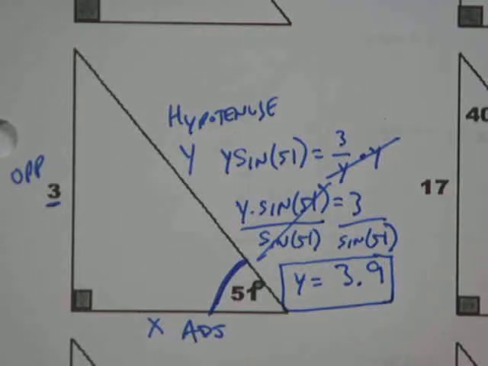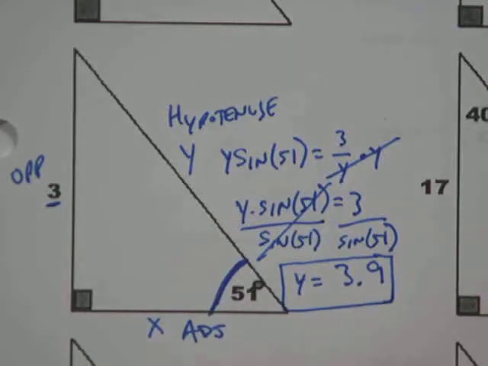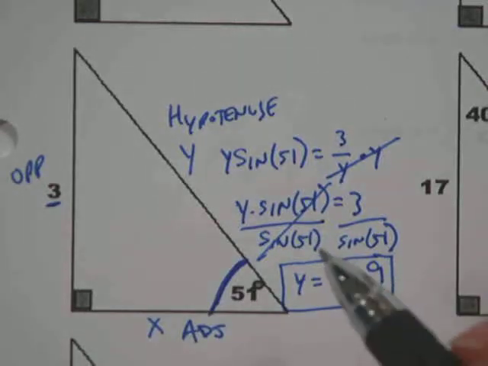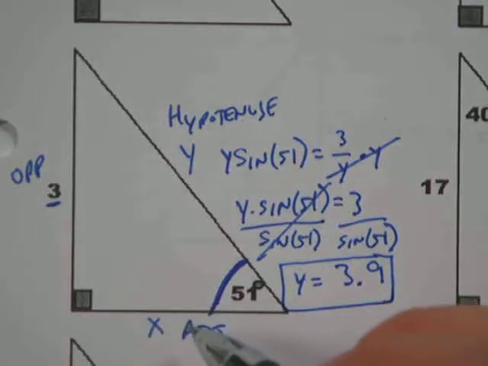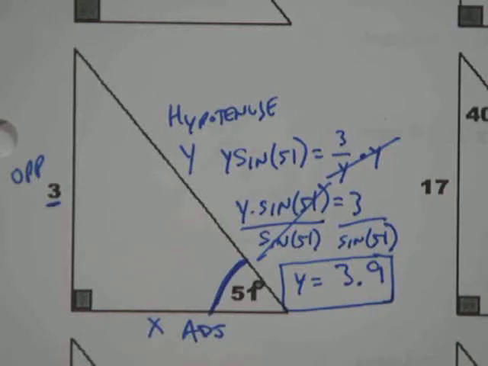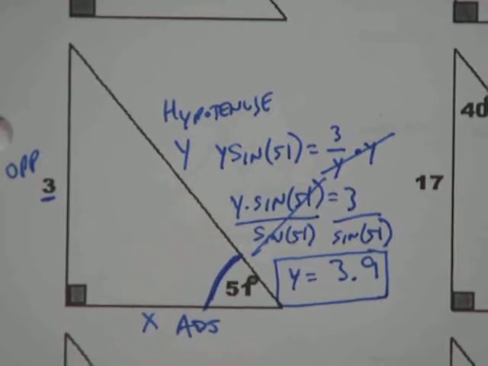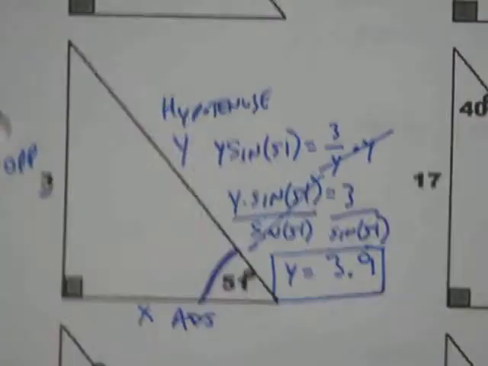Okay, so now I have y. So now we have two sides of a right triangle. So there's two different options here. One thing we could do is now that we have two sides, we can use the Pythagorean theorem to solve for the missing side. Or we could go through this process again to solve for x. So I'm going to show going through this process one more time just to get us some more practice with it.